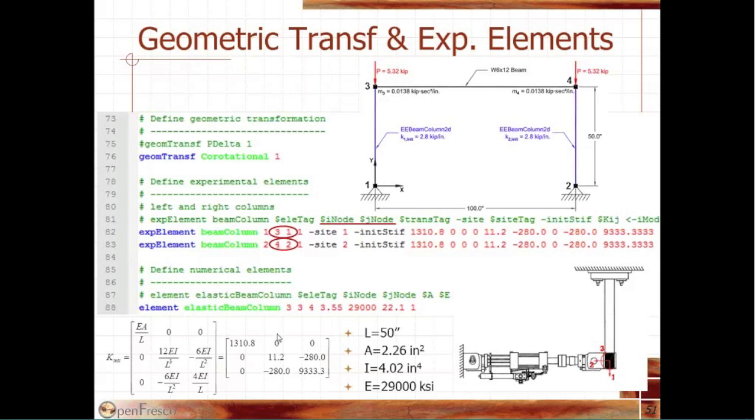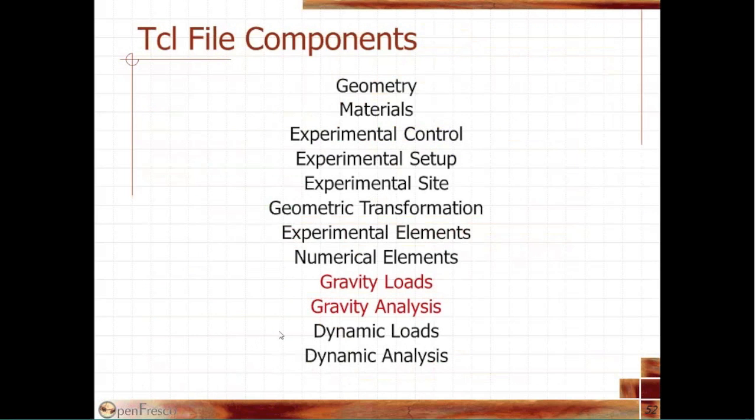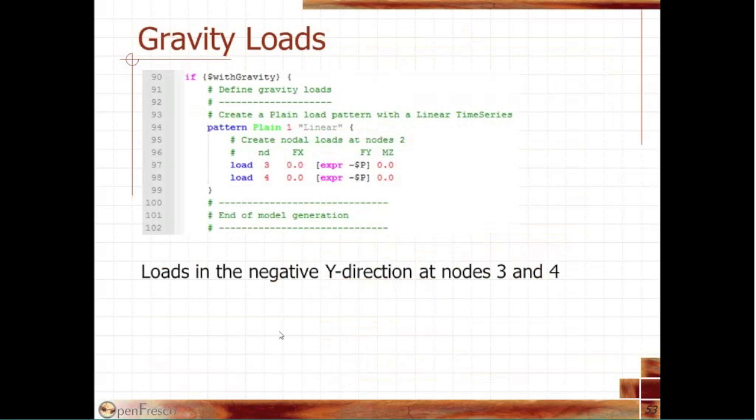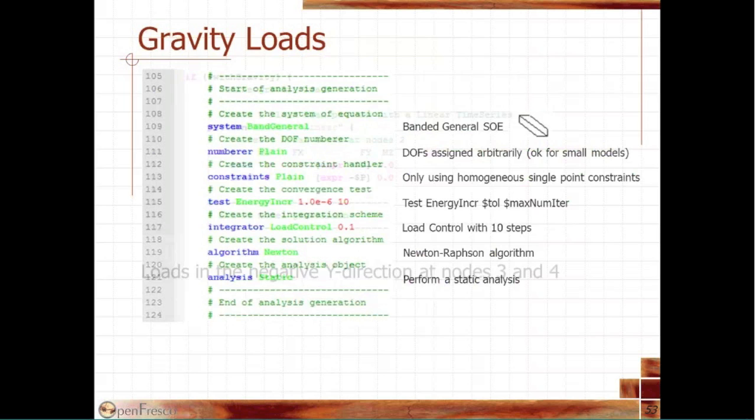Now we have the geometry and everything set up. Now let's define the loads and actually do an analysis. So first we'll put on gravity loads. So gravity loads are put on nodes 3 and 4 in the negative y direction. So vertically down, we'll put on our gravity load that we had defined at the very beginning of our Tcl script. Once we have that, we want to run the gravity analysis.